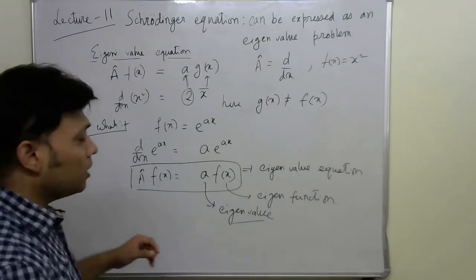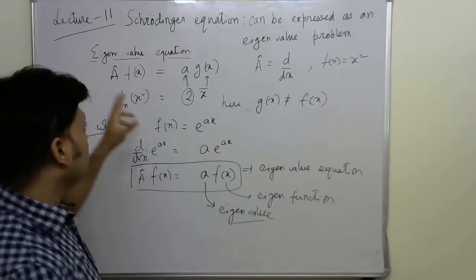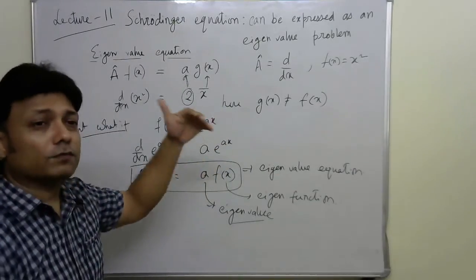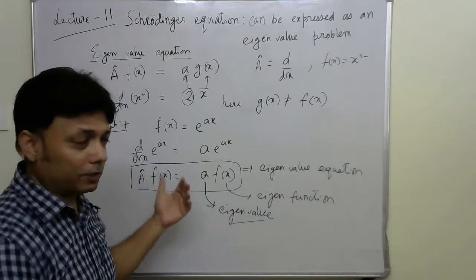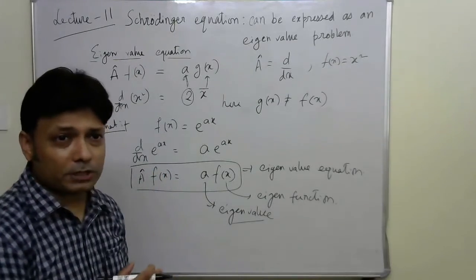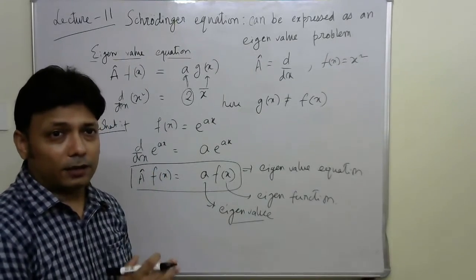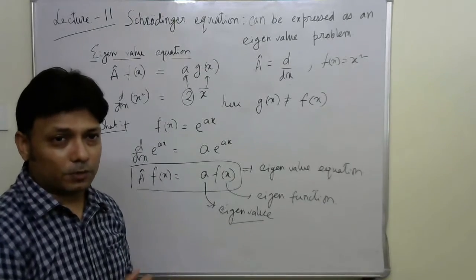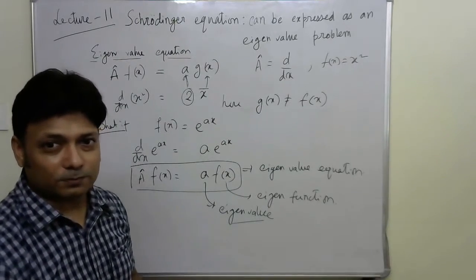Now let's get back to our original Schrodinger equation that we derived in our previous lecture. Can we represent that as an eigenvalue equation? Let's check it out.